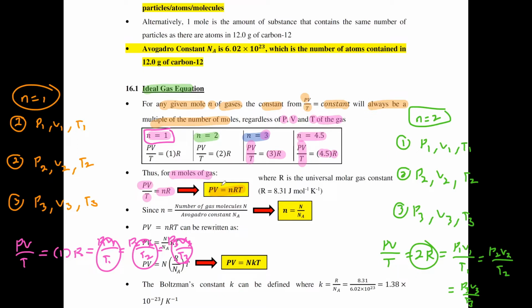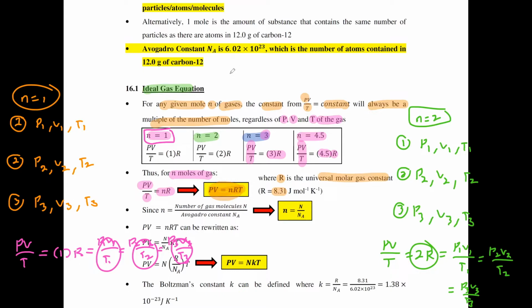So this is the equation that you all should know by now, where R is the universal molar gas constant worth 8.31 joules per mole per Kelvin. This one you can get from the data sheet, all right? If you don't remember the value, it's fine. You can get it from your data sheet on the second page of your exam paper, all right?